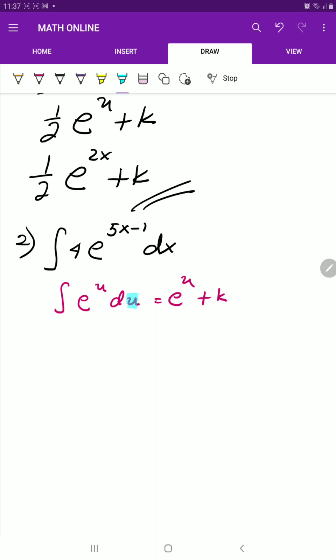In here, that's u. In here, that's u. Meaning, the expression there should be the same. If you notice, this is not the same as this one. So basically, what you want to do is rewrite it in such a way that they become the same. So I'll write 4e to the 5x minus 1 times the derivative of 5x minus 1.